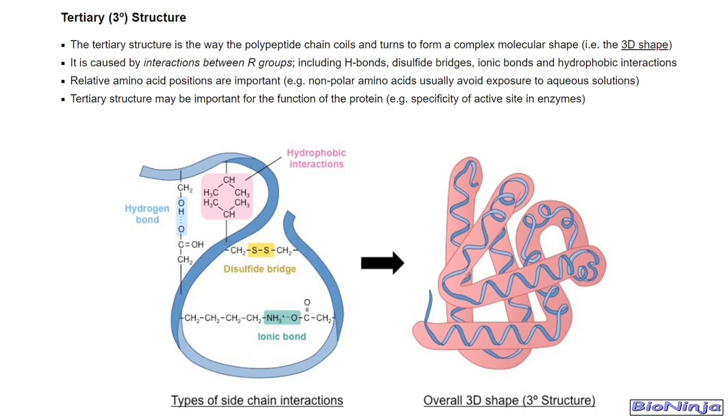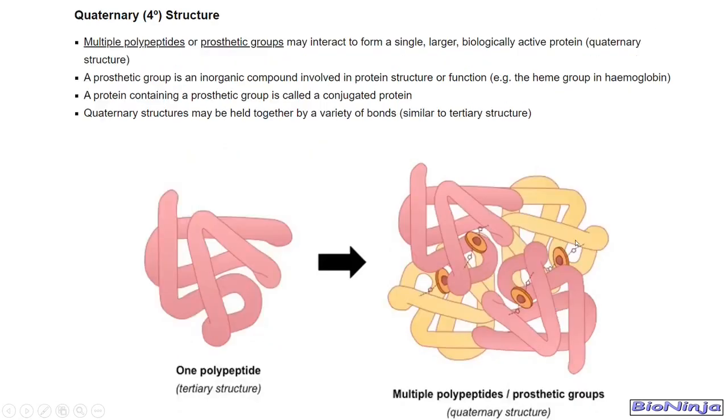So we're done with the primary, the secondary, and the tertiary structure. How about the quaternary structure? Well, the quaternary structure will be more complex because instead of having only one polypeptide chain, which is the tertiary structure, you will now have multiple polypeptides or prosthetic groups that interact together. So you have here multiple polypeptides now forming the quaternary structure.